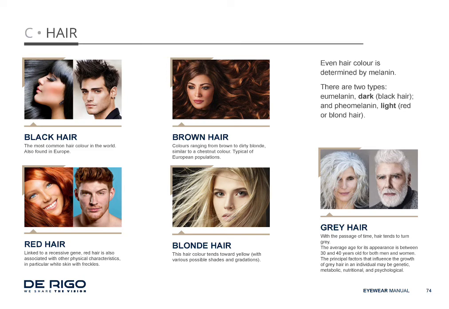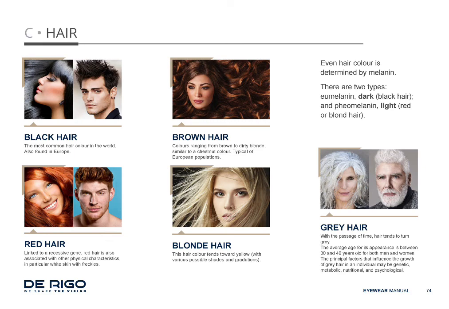Every hair color is determined by melanin. There are 2 types: eumelanin, dark, black hair, and pheomelanin, light, red or blonde hair. Black hair is the most common hair color in the world, also found in Europe. Brown hair refers to colors ranging from brown to dirty blonde, similar to a chestnut color. It is typical of European populations.